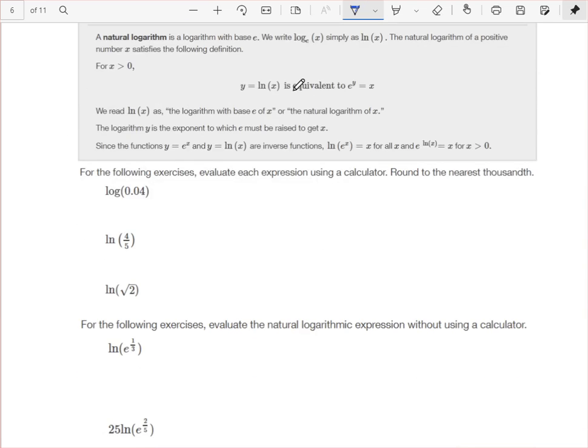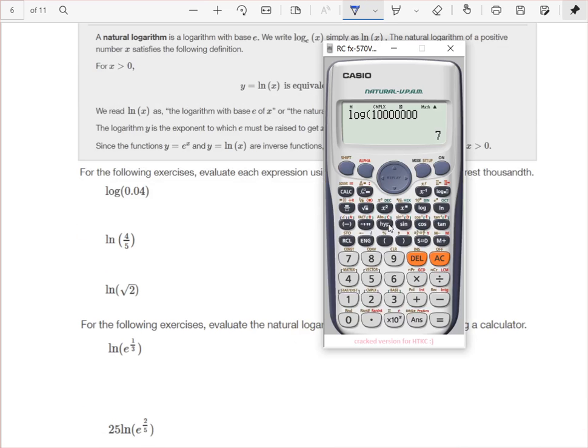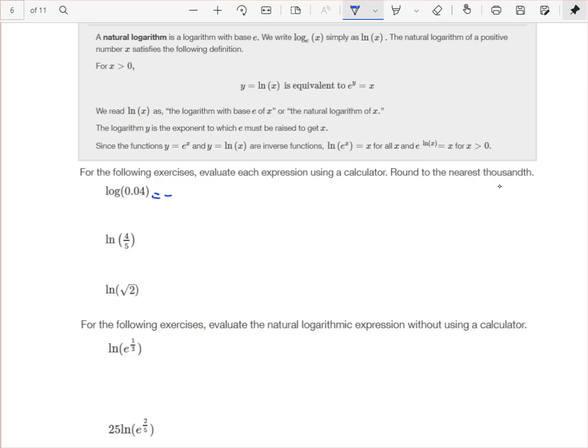The natural log is a log, but it has a base of e, and you can see on my Casio the base e right there. That's the ln, and there on top you see the base. Now these are just from the calculator, so if I put log 0.04, round to the nearest thousandth, so -1.398.